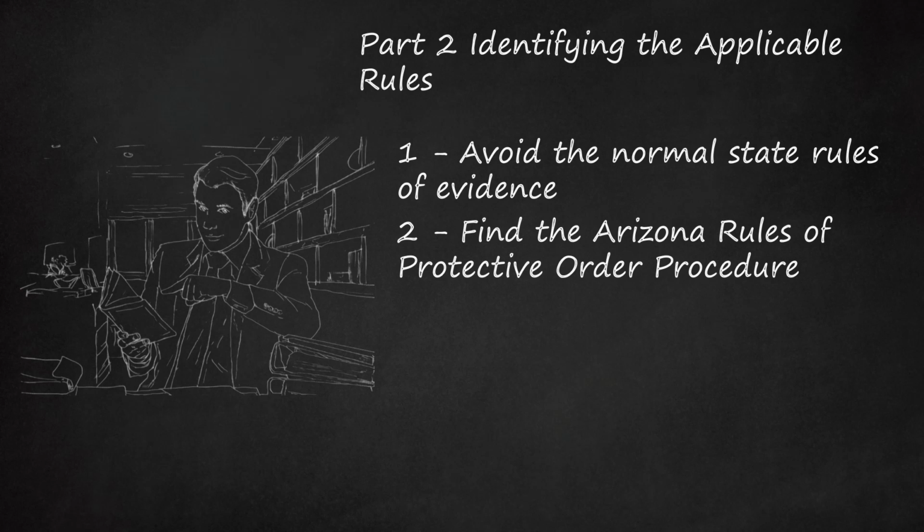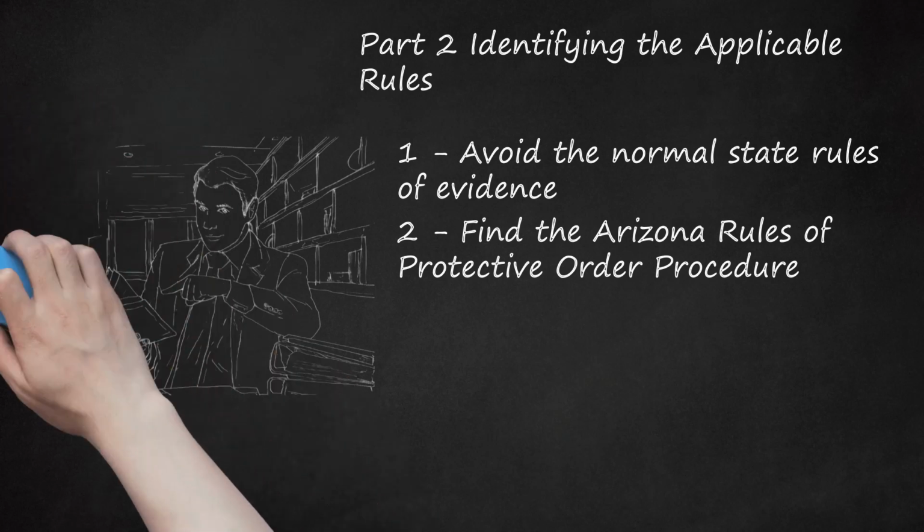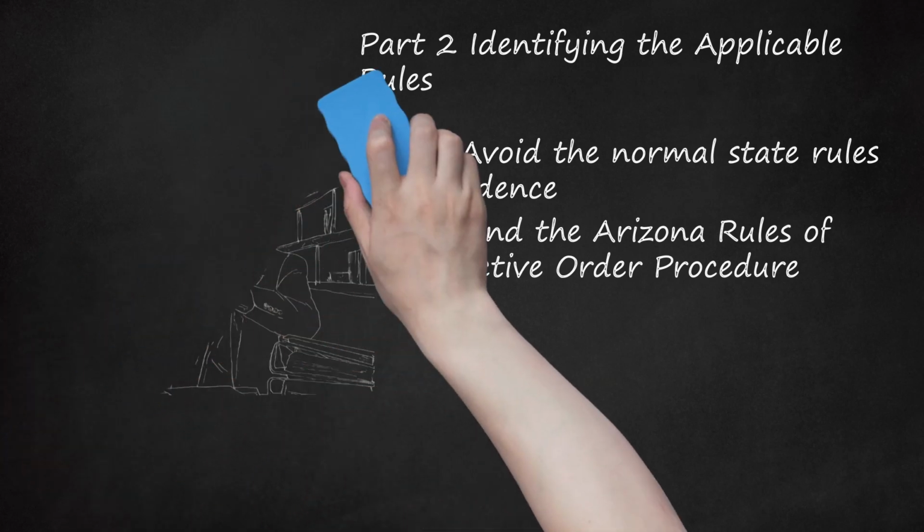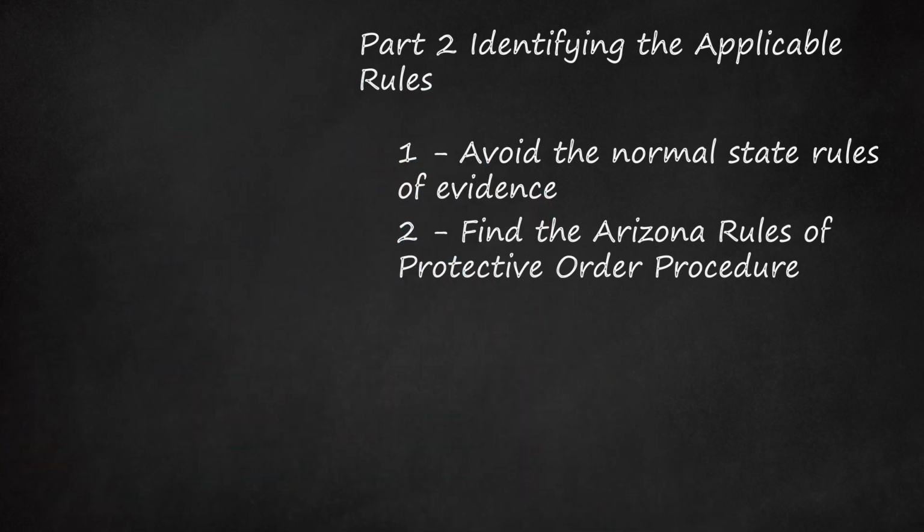If you need help gaining access to these rules, ask for help at your courthouse. If they are unable to help, visit your local law library. Ask the law librarian for help finding the Arizona Rules of Protective Order Procedure. They should be able to help.